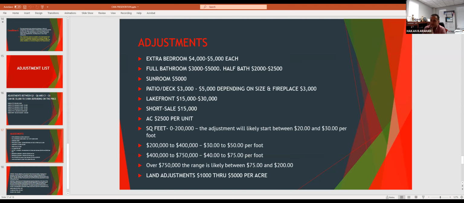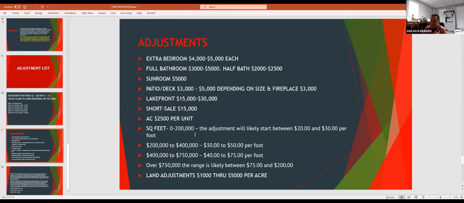Lakefront, $15,000 to $30,000. Short sales, $15,000. AC, $2,500 per unit. And this is not heating and air conditioning, this is just AC. Some homes have just a heater but no central air, and some homes have a complete HVAC system. So that's where you make that $2,500 difference.